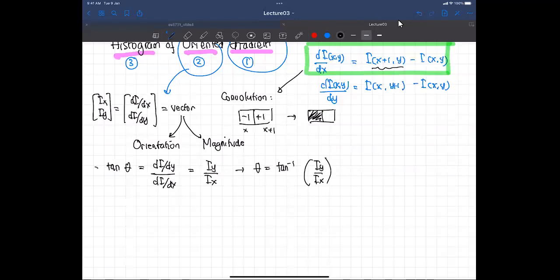How about the magnitude then? How can we know the magnitude? Say the magnitude is M. What is M then? Anyone? What is the magnitude definition? Square root of Iy squared plus Ix squared. Yeah, that's the magnitude. So having the gradients from each pixel, you will have the magnitude and the orientation for each pixel.